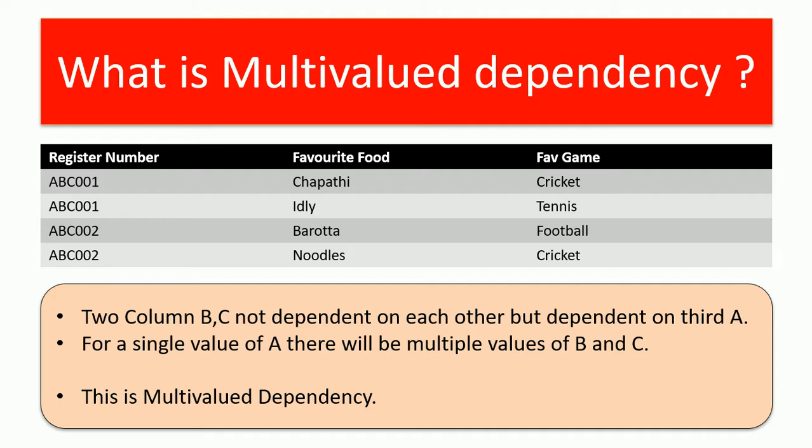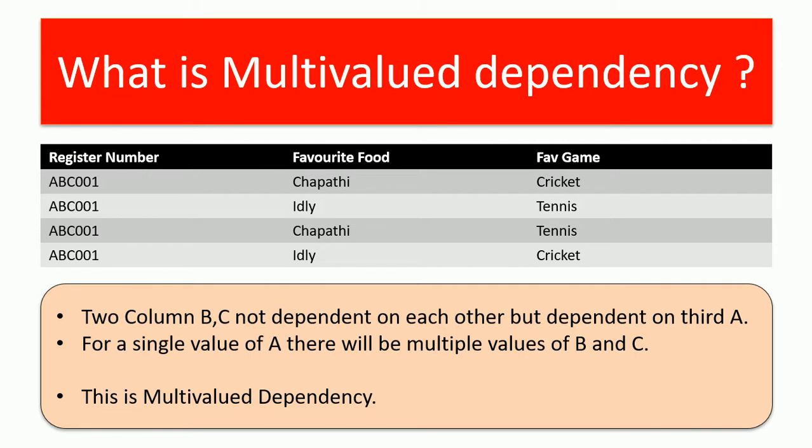So let us go to the condition. Two columns B and C are not dependent on each other but dependent on a third column A. So it is happening here. Favorite food and favorite game are independent of each other, but they depend on the register number column. So in this scenario, for a single value of A, there will be multiple values of B and C, multiple combinations of B and C. So for a single register number, we will be having multiple combinations of values of favorite food and favorite game.